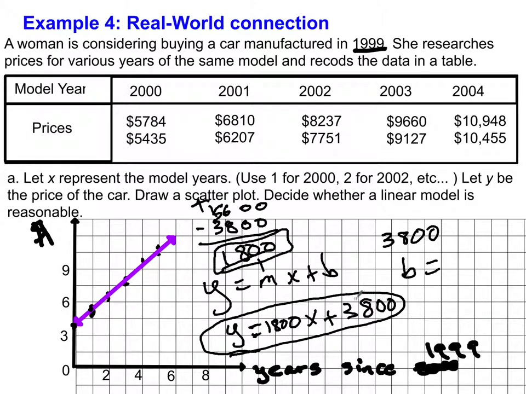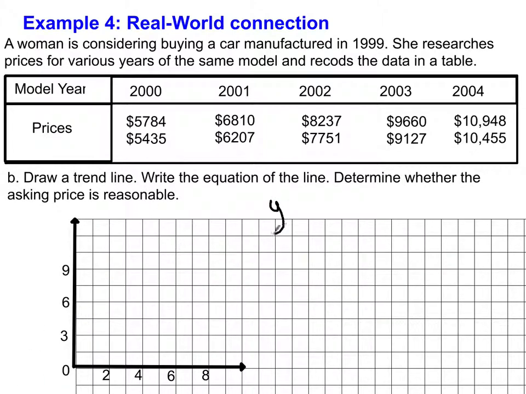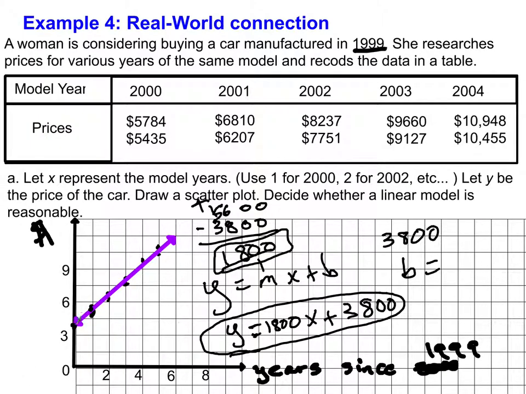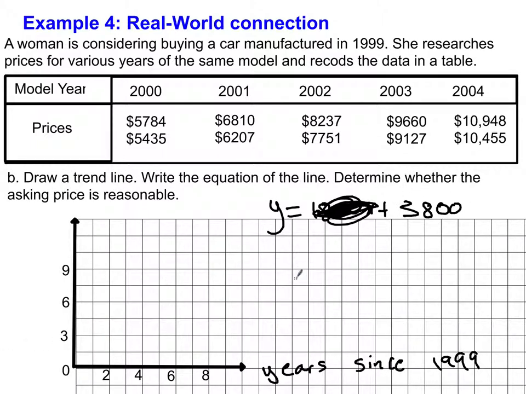This is a pretty good trend line. And then to answer the second part of the question, here's our trend line: 1,800x plus 3,800. Determine whether the asking price is reasonable, or a different way to say that is, what asking price would be reasonable for 1999? Well, 1999 is represented by 0 here because we had years since 1999 as our x-axis. So when x is 0, this term goes away, and y is 3,800. If you come back over here, you can see when x is 0, we crossed at 3,800, our y-intercept. So about $3,800 would be a reasonable asking price for the year 1999.